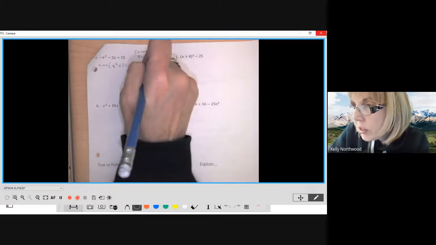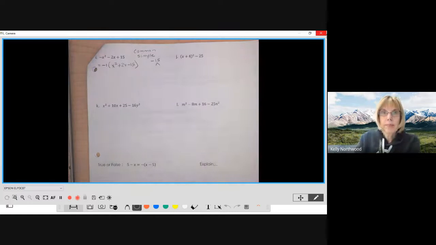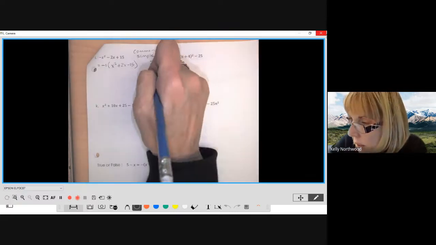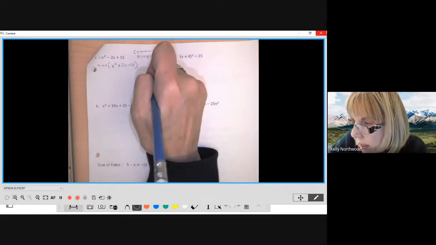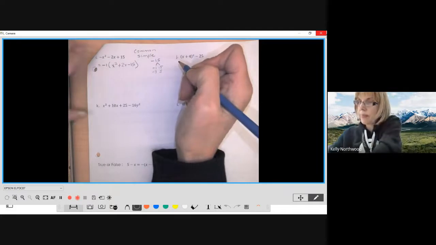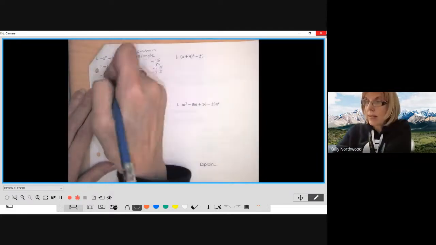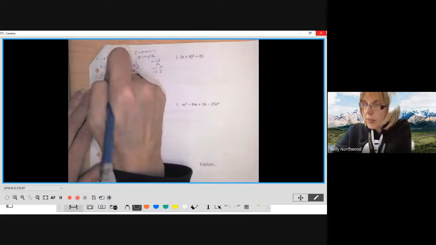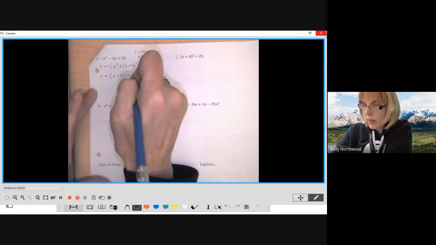So then I would need two numbers that multiply to negative 15 and add to positive 2. So the bigger one's going to have to be positive. Negative 1 and 15. And negative 3 and 5 it would be. So I leave my negative out front, probably just as a negative sign. And then x minus 3 times x plus 5.